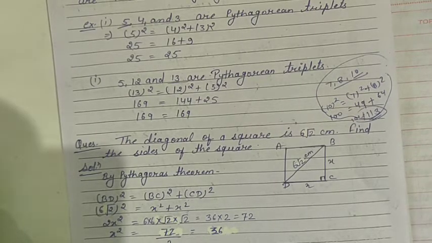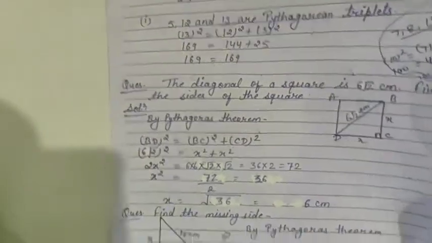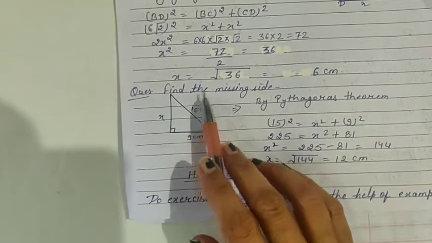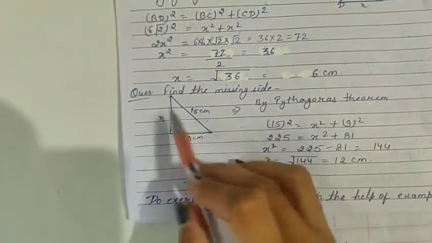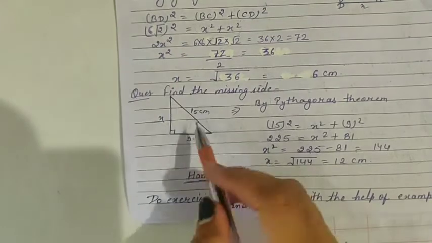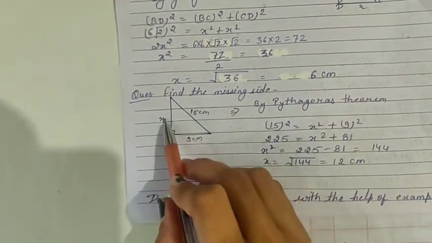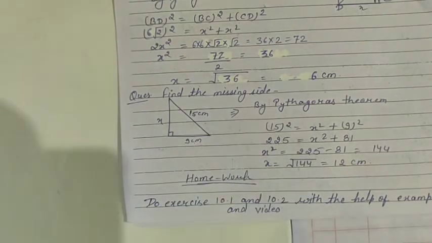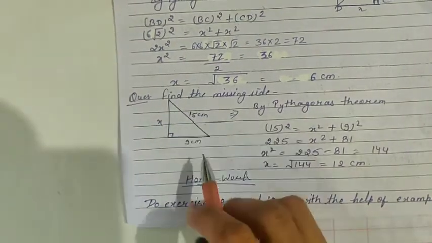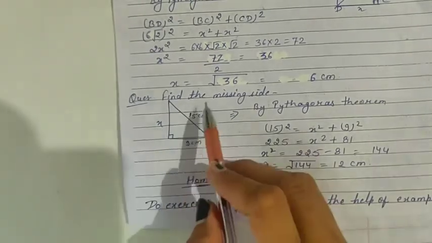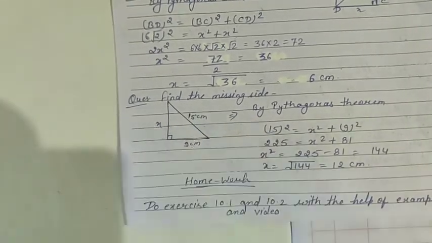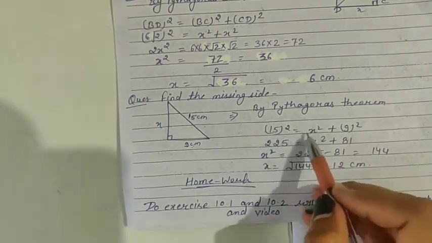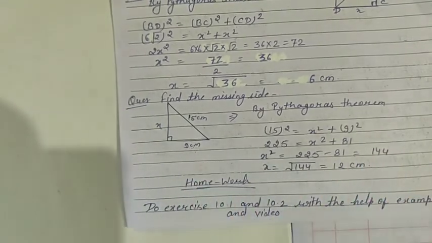Okay. Now students, we will apply our Pythagoras theorem. Firstly, this is the question. Find the missing side. This is a right angle triangle, and this is its hypotenuse, this is base and this is perpendicular, and we have to find the value of this x. So what is Pythagoras theorem? Hypotenuse square is equal to base square plus perpendicular square. So the square of hypotenuse is 15 square, equal to x square plus 9 square.